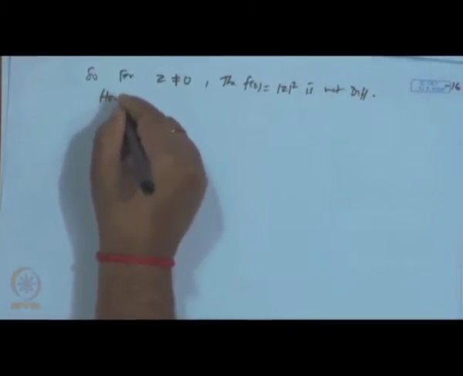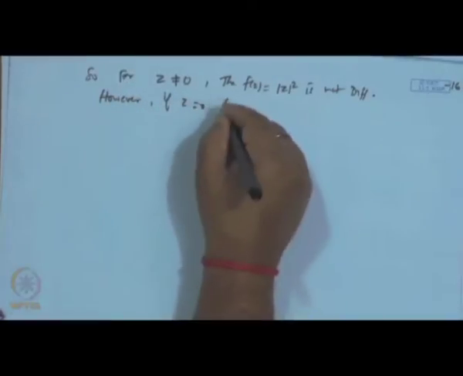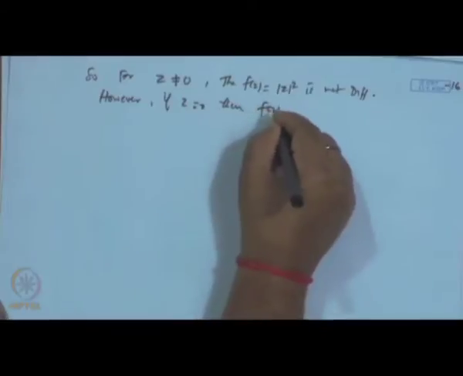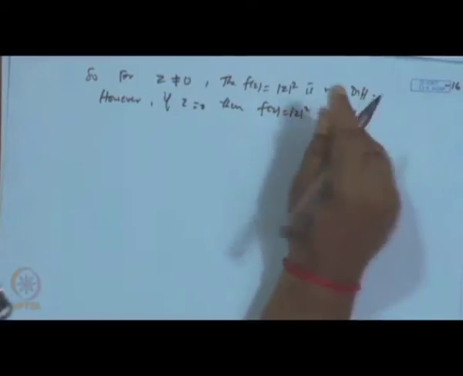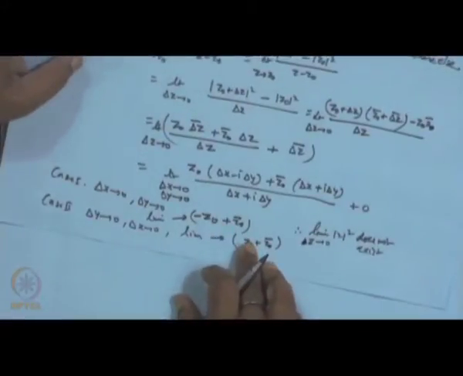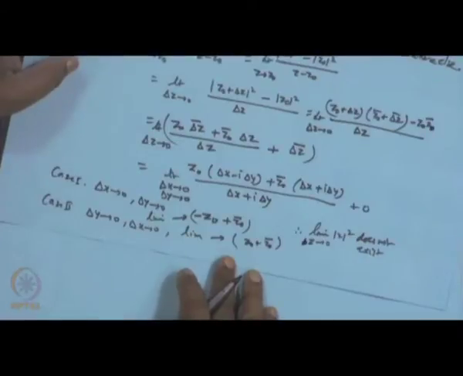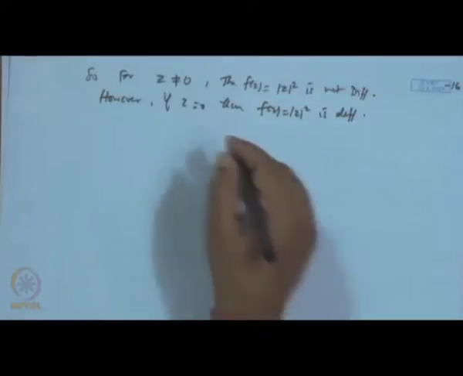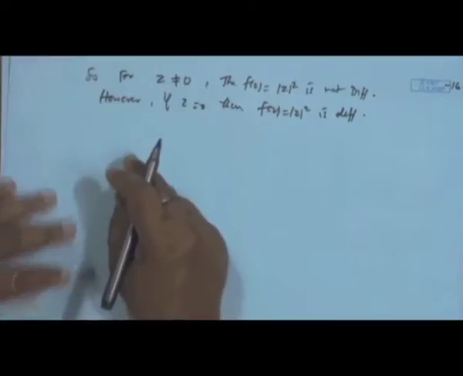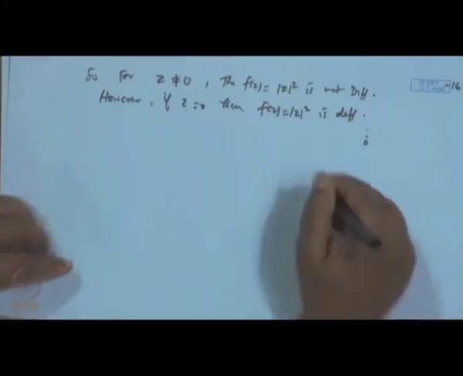However, if z is equal to 0, then the function f z is differentiable, because this limit will exist. Whatever the path you choose, it will get the same thing. Epsilon delta definition will help you in getting the result. So, that I am leaving to you. Okay. So, this is the function which is differentiable only at the single point 0 and nowhere else.